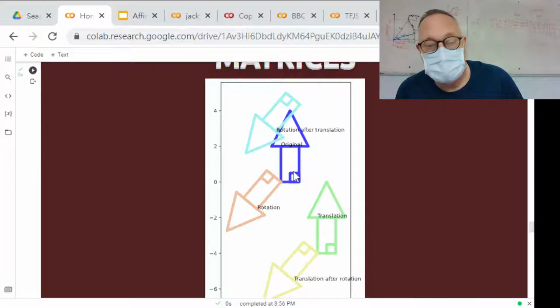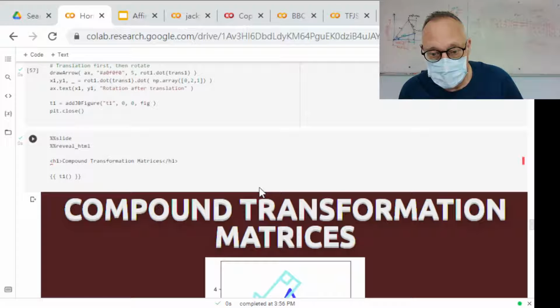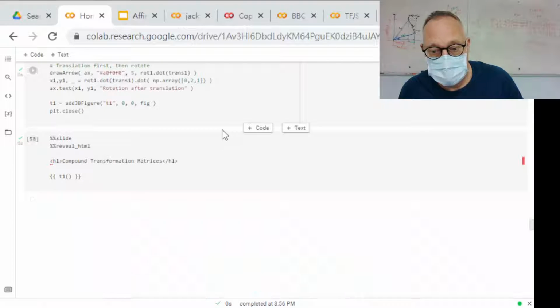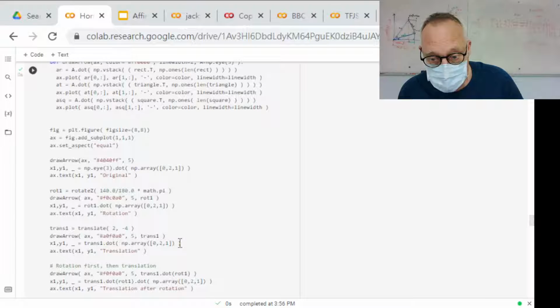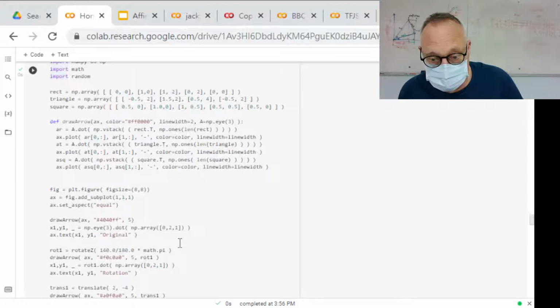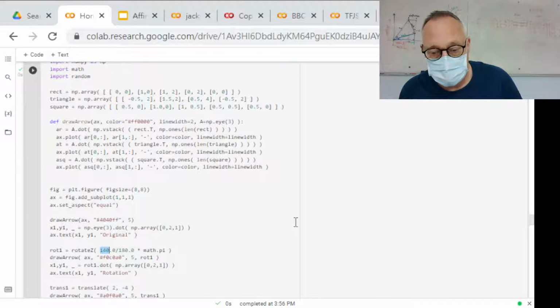So we have the original, then I can translate it, and I can rotate it by 90, 130 degrees maybe. And of course I can change that in the code. So here I rotate it by 140 degrees.